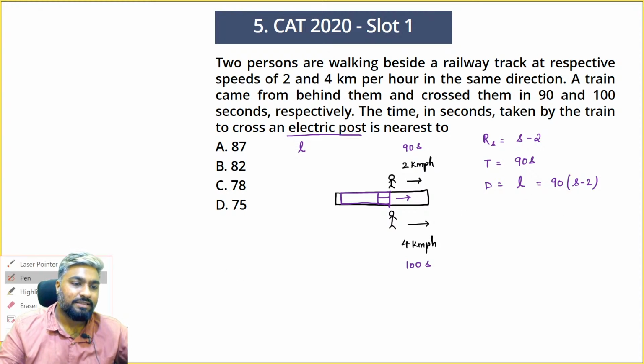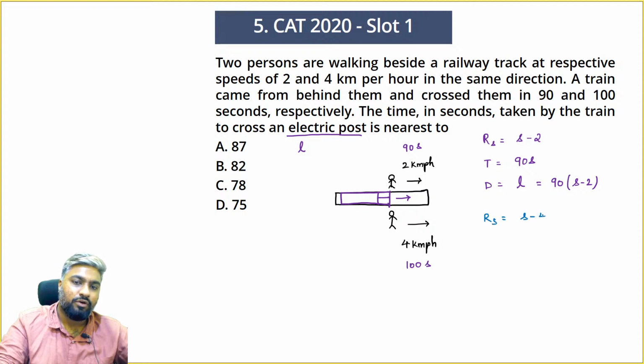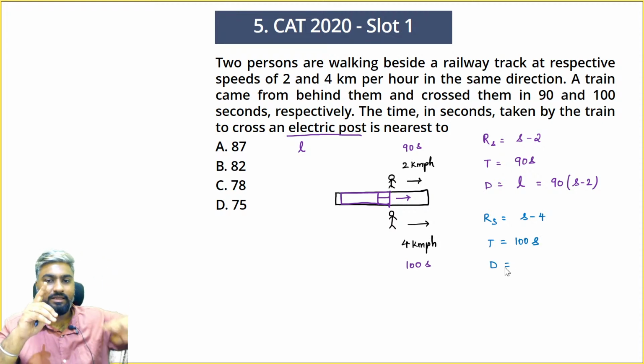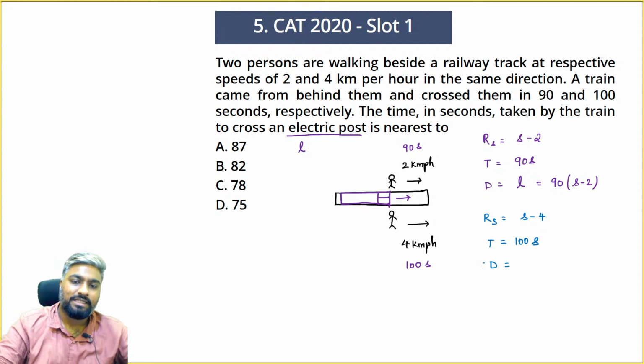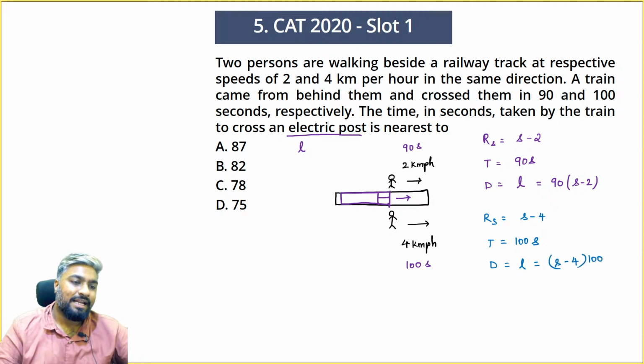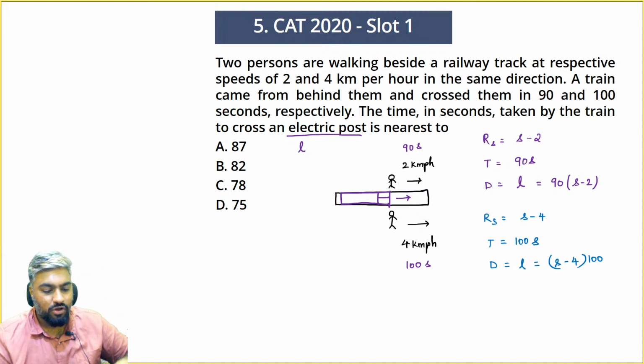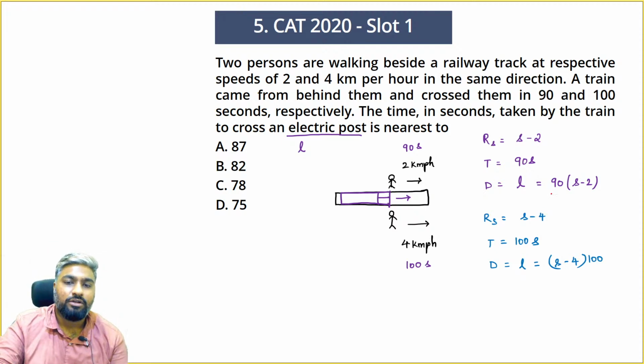What about the second case? Same situation, but relative speed here would be s minus 4. Time taken is 100 seconds. The distance covered will be its own length, which is L. I know length is nothing but speed into time, that is s minus 4 into 100, correct? Since the length of the train is going to be the same, do you all agree, guys? Length of the train is going to be the same.